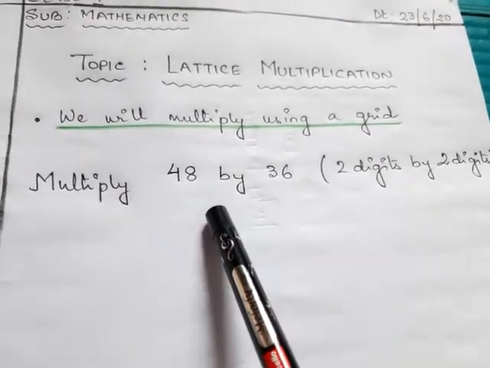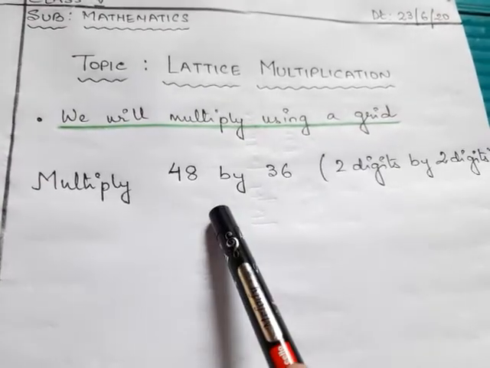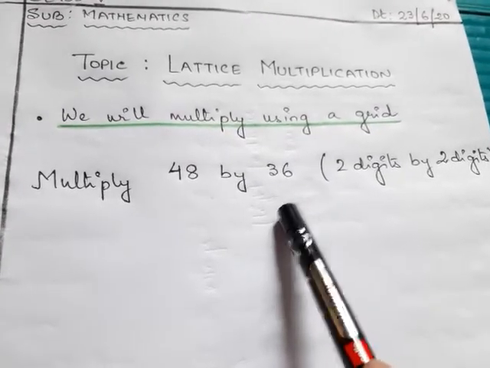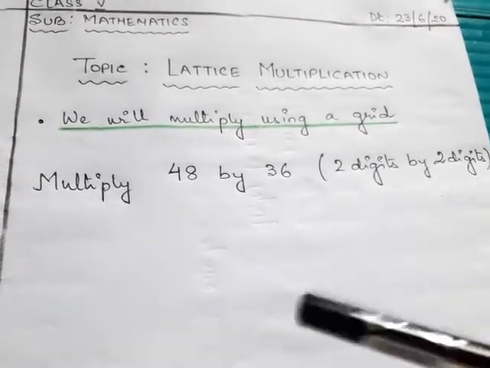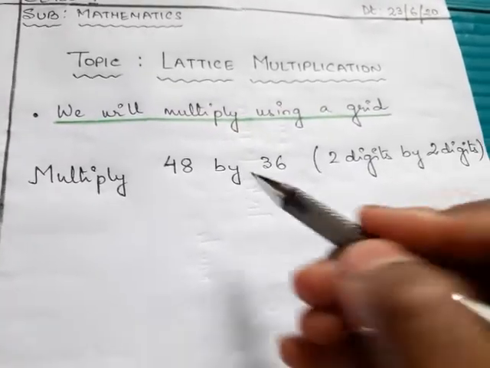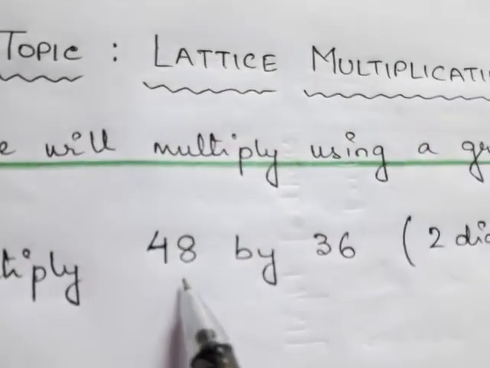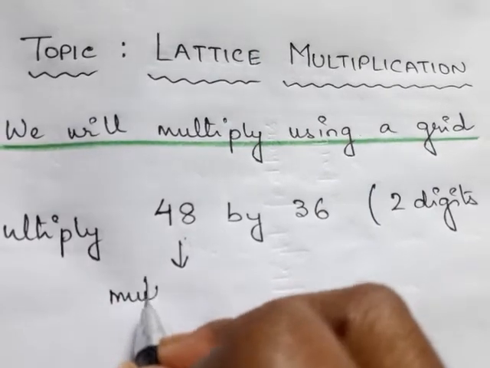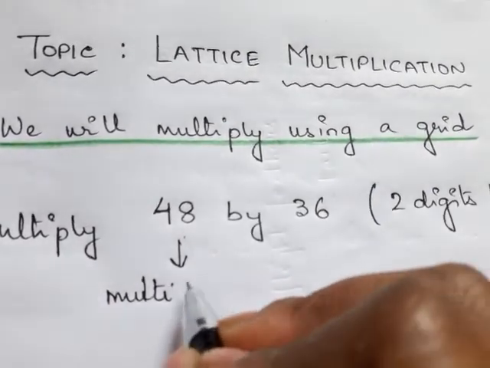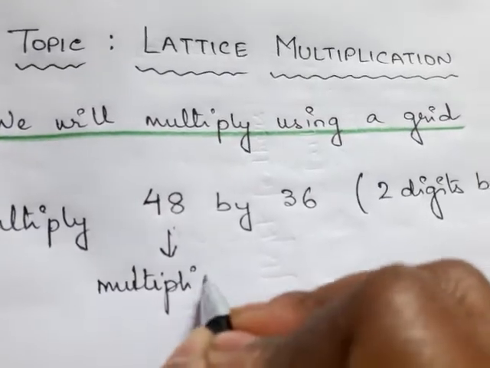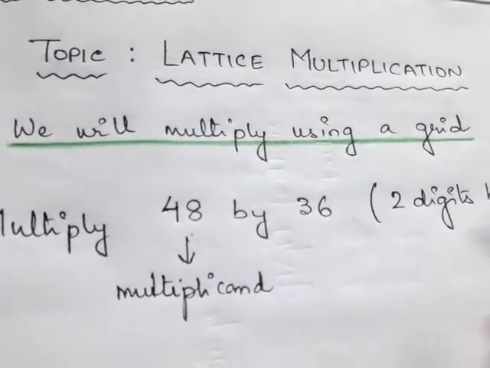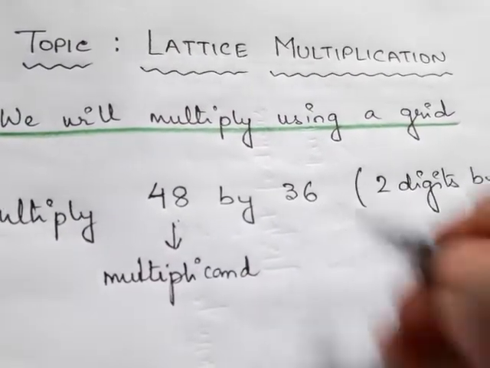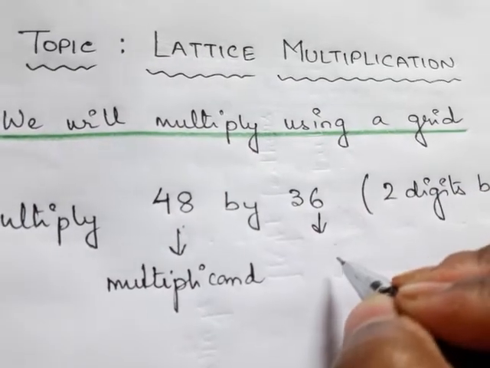Now here we have to understand first what is multiplicand and what is multiplier. You all may be knowing it, but there is a quick recap that I am doing here. Okay, so 46 is my first number. Can you see? 46 is my first number. So this is my multiplicand. And the second number, that is my 36. This is my multiplier.